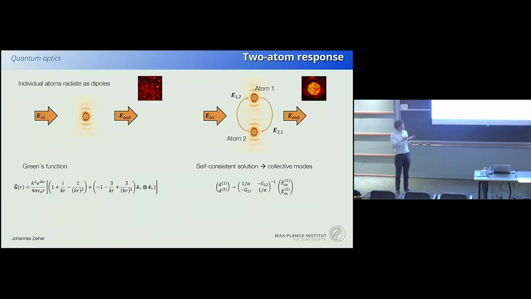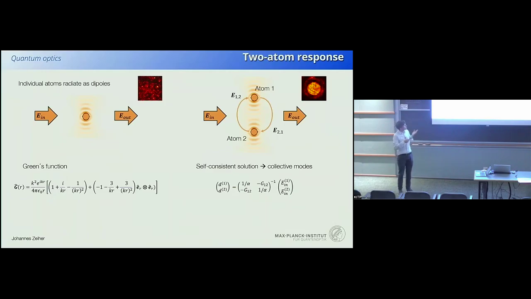What happens here is that, in addition to considering the effect of a single atom alone, you also have to consider that the light field generated by this one atom also affects the dipole of the second atom, and vice versa. So in the end, you have to find a self-consistent solution for this system, where you take into account this influence of one atom on the other, and if you solve for the dipole pattern in a self-consistent way, this gives rise to the collective modes that we're interested in.